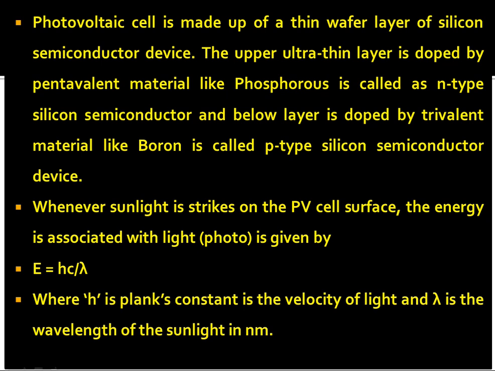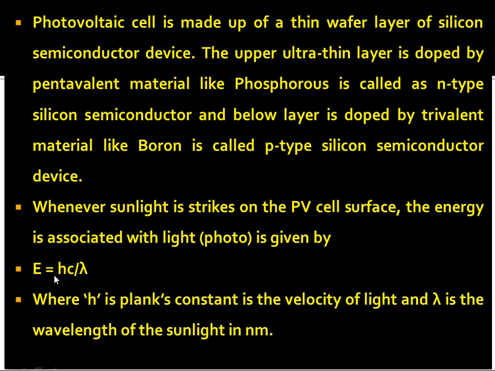The upper layer is called N-type silicon semiconductor, and the lower layer, which is doped by a trivalent material like boron, is called P-type silicon semiconductor. When sunlight strikes the surface of the PV cell, the energy that comes from the sun is associated with light, or photons.